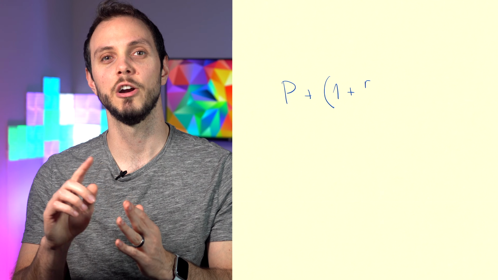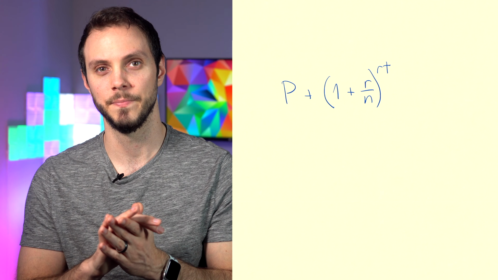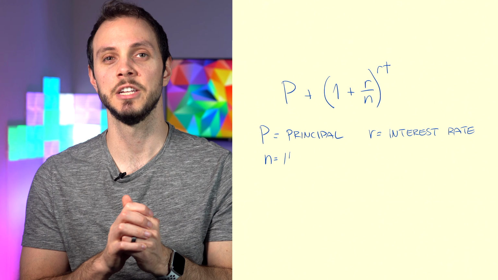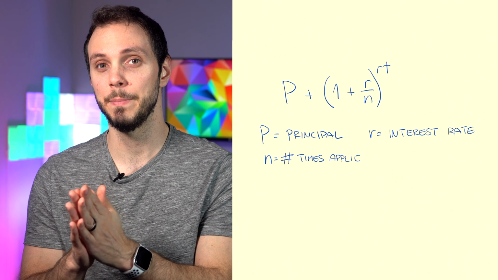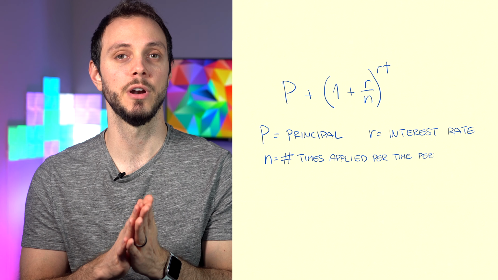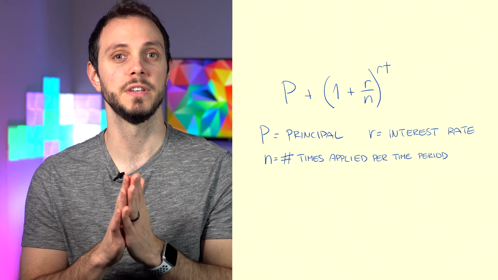Compound interest can be represented by this formula: P times (1 + R/N) to the power of NT, where P is the principal amount, R is the interest rate, N is the number of times this interest rate is applied per time period, and T is the number of time periods. For a simple annual basis, N equals 1, which makes the formula much simpler and ends up looking like this.